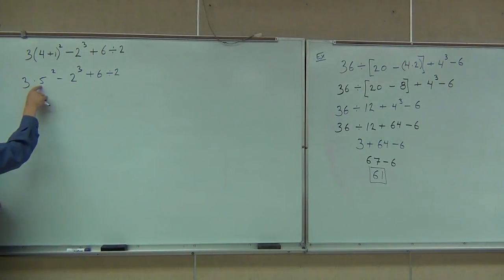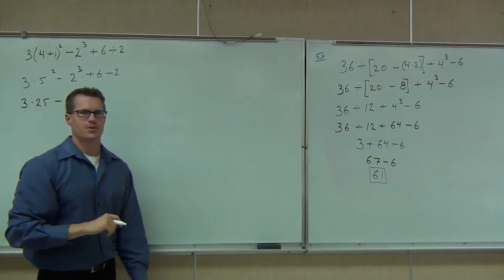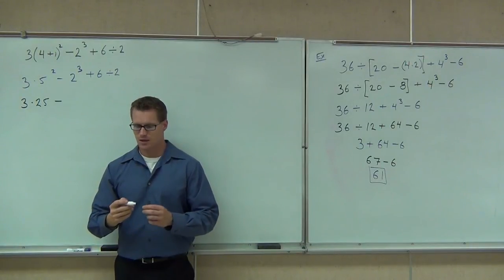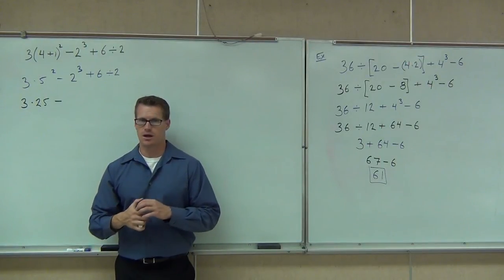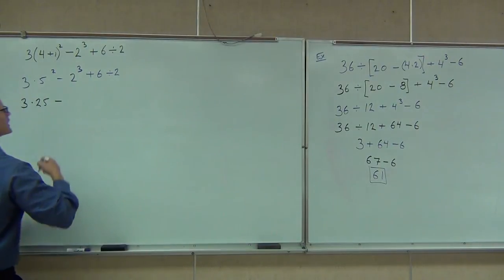Firstly, do I multiply the 3 times the 5? No. So I'm going to have the 3 times how much? 25. Good, because we have 5 times 5. How much is 2 to the 3rd? Oh, let's think about that. 6 or 8? 8. Definitely 8. I give you this on the test too, and a lot of people will give me 6. Don't give me 6. We've got 2 to the 3rd power, we're going to get 8.